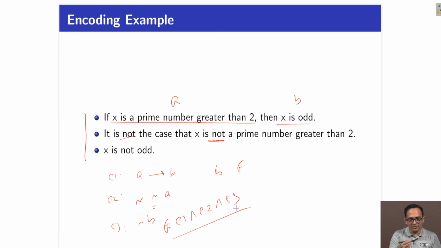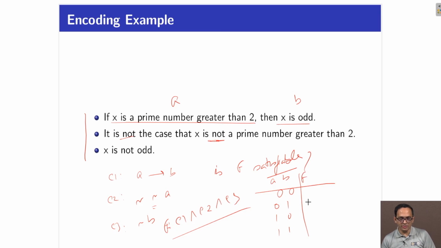And all of them should be true. Is f satisfiable, right? This is the question. Because in this particular case I have only two propositional constants, there are four possibilities. You can actually construct the truth table: 0 0, 0 1, 1 0 and 1 1, which is a and b, and you can check whether the formula is true or not.